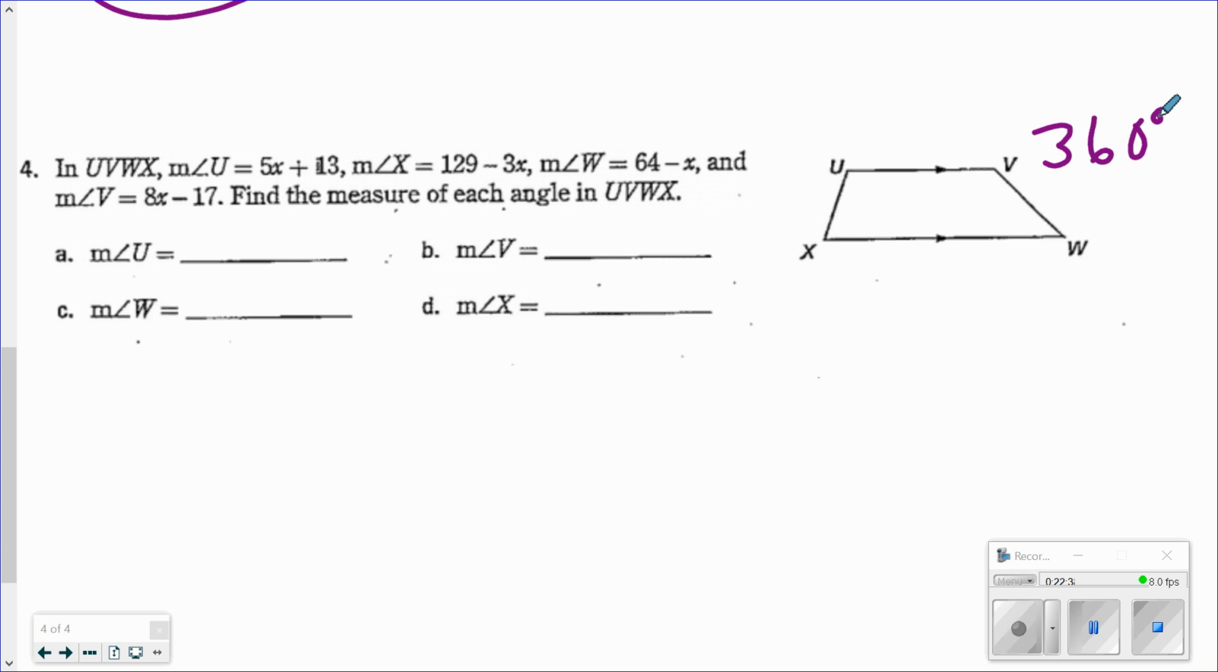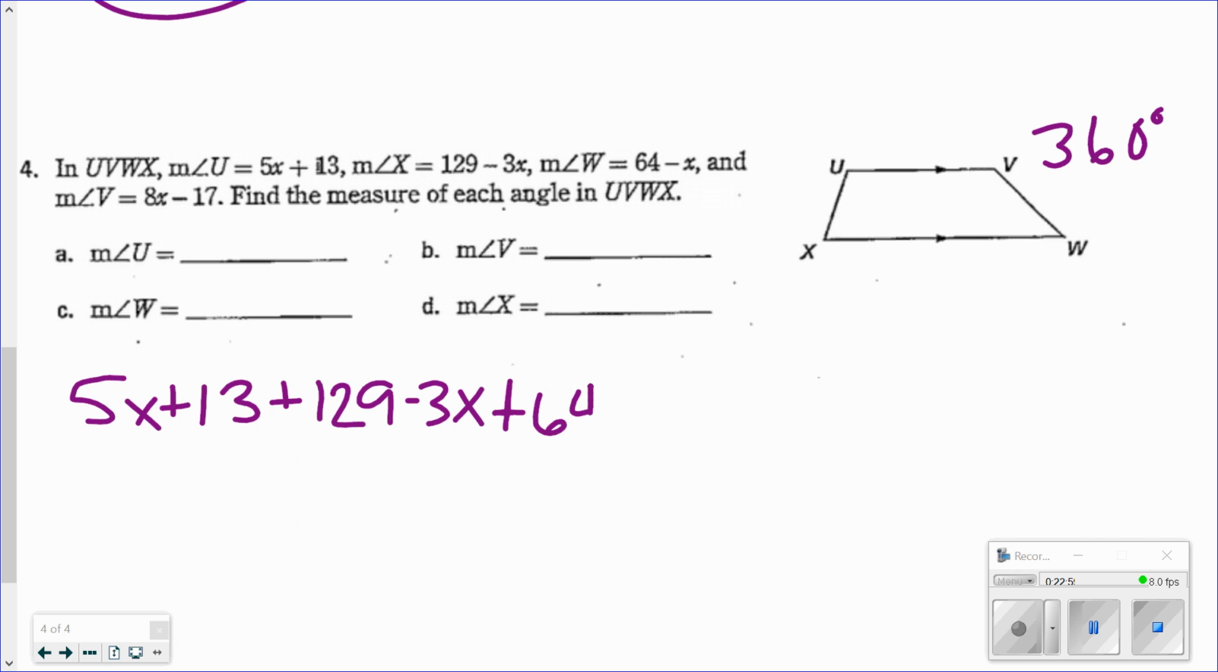So I'm going to take my equations: the 5x plus 13, plus my second equation, the measure of angle X, which is 129 minus 3x, plus the equation for angle W, which is 64 minus x, plus the measure of angle V, the equation, which is 8x minus 17. I know that all of those angle measures added together have to equal 360.